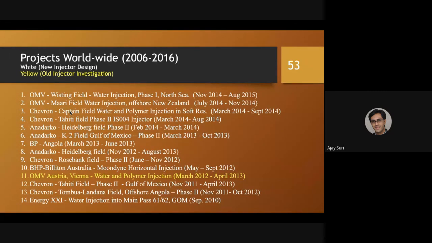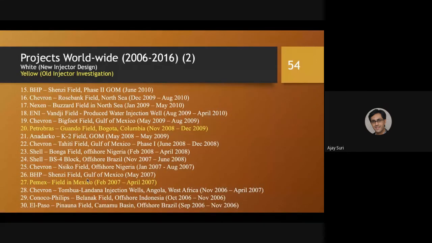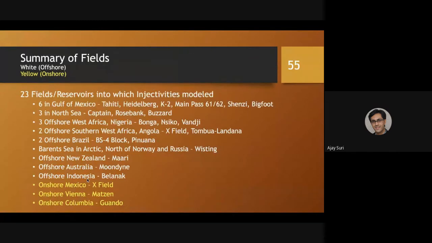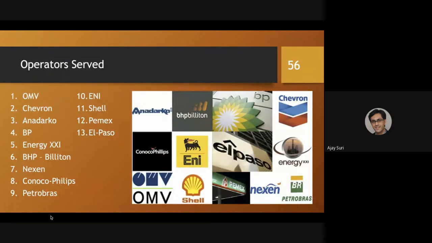I have done a lot of projects and applied this, for new injectors and old injectors. You can find some of the projects that have been applied. The models have been applied for designing new injectors and so forth. We have worked on a lot of fields, but in India I haven't gotten a chance to work on anything yet. These are all the fields, mostly offshore, because offshore is expensive. So everybody wants to design early on properly, so the intervention cost is reduced. Only a couple of them are onshore fields, a few with history match and design. And these are the operators that were served.